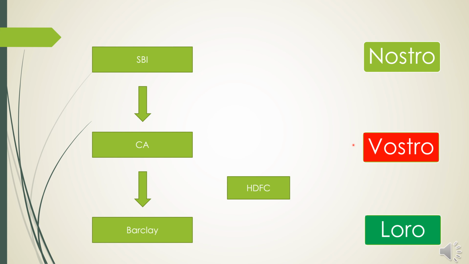If we look a little more closely, we can say that the account of SBI that Barclays Bank holds is a Vostro for them. Now the third one: if another bank in India, like say HDFC Bank or ICICI, is trying to use SBI's Nostro account with Barclays, then they'll be noting the same account as Loro in this scenario.